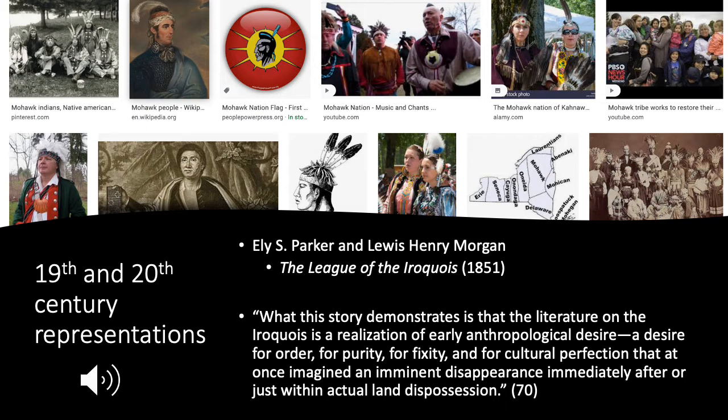And Simpson writes, "What this story demonstrates is that the literature on the Iroquois is a realization of early anthropological desire, a desire for order, for purity, for fixity, and for cultural perfection that at once imagined an imminent disappearance immediately after or just within an actual land dispossession." This is the crux of Simpson's critique of early anthropological practices and earlier ethnographic practices.